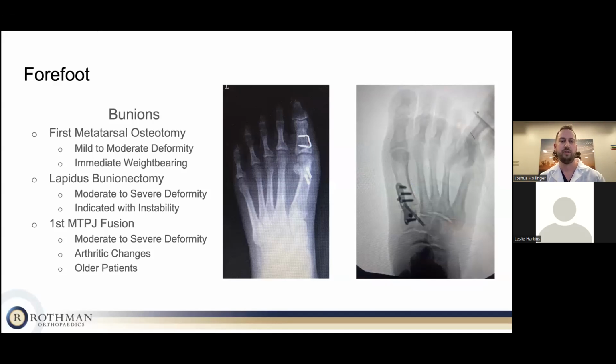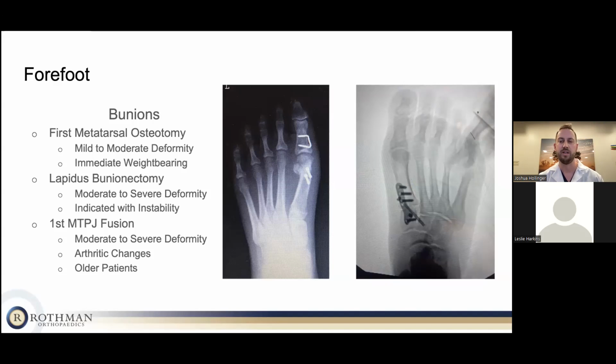So first one is a first metatarsal osteotomy. That means cutting and shifting the head of the bone over towards the second metatarsal. You can see the screws in place on the left picture there. This is usually for a mild to moderate bunion. This procedure is nice because it actually allows immediate and early weight bearing. So most of my patients for this procedure are in a boot for about 6 weeks, but they're allowed to bear full weight on it immediately from the operating room.